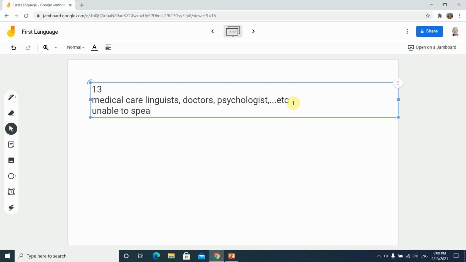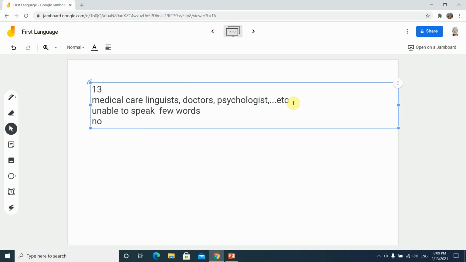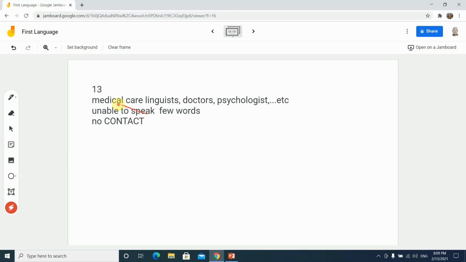Just few words. She was able to produce very few words. Why do you think she was unable to speak? Because she has no contact with other people. إذن إحنا حتى نتعلم نحكي, we need to have what? We need to have contact with other people. So Jenny, unfortunately, was not able to speak because she was deprived from this contact.